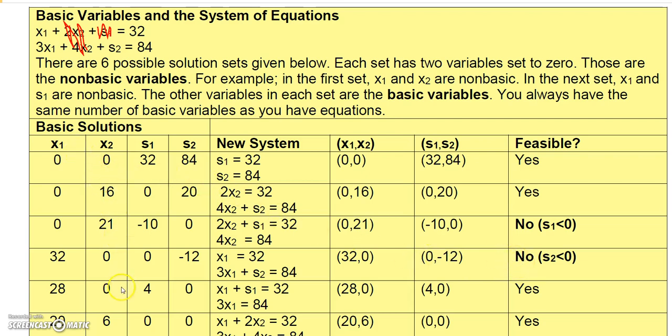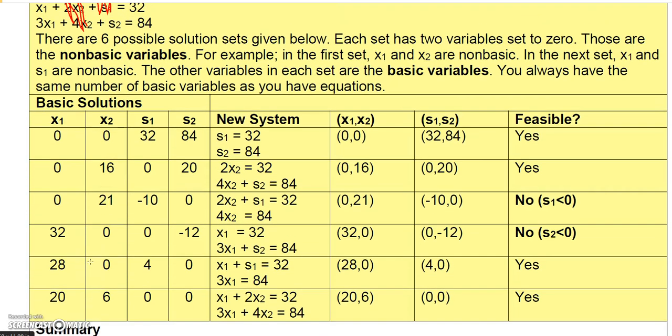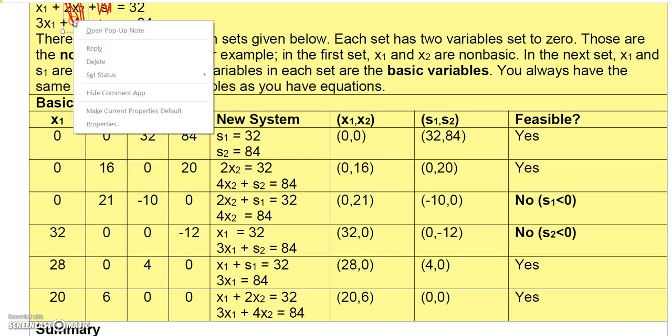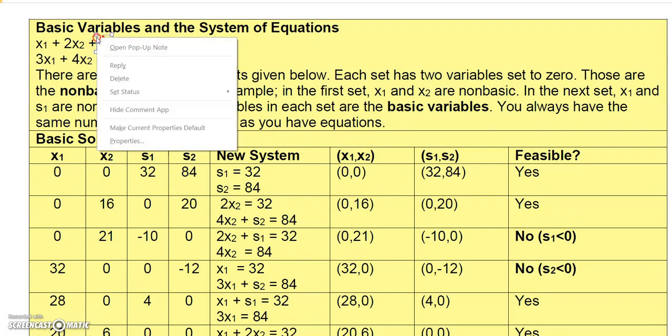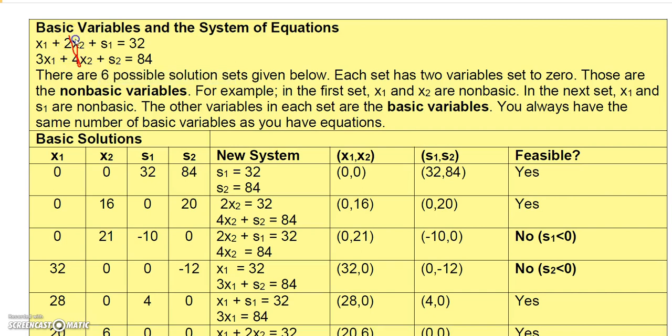And then the last couple that I could do here is I could let X2 and S2 be 0, and hopefully you're getting the hang of what I'm doing now. If I let X2 and S2 be 0, then I would solve this equation for X1 and get 28. And then I plug the 28 back in here, and I could solve for S1 and get 4. So X1 is 28 and S1 is 4. That would give me 28, 0 for X1, X2, and 4 and 0 for S1, S2. So no negatives, so that would be feasible.